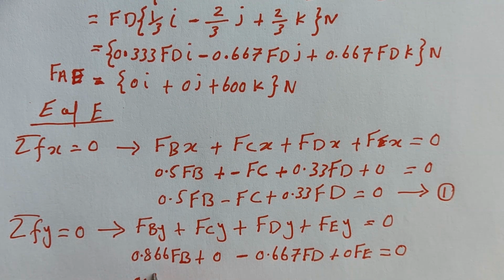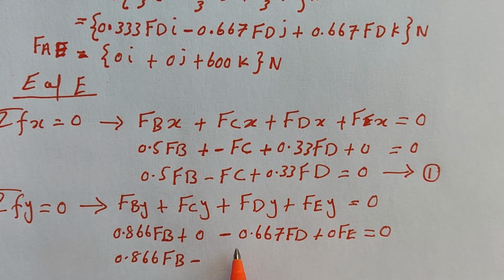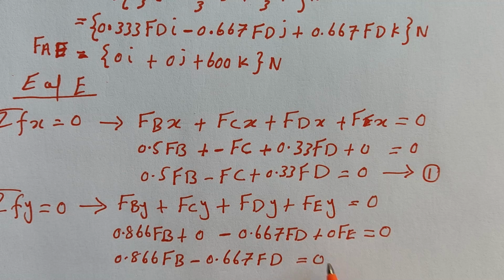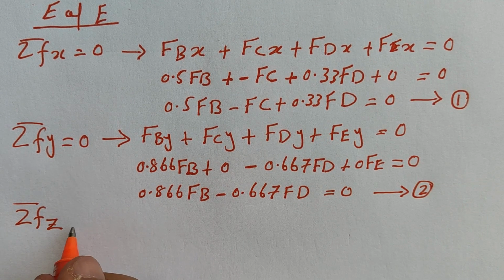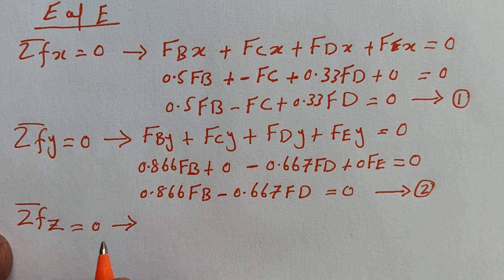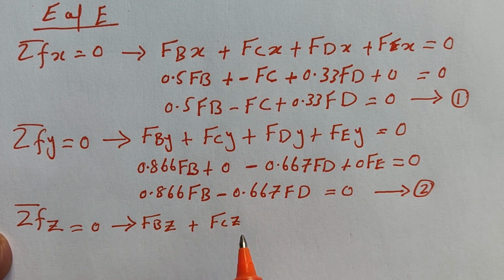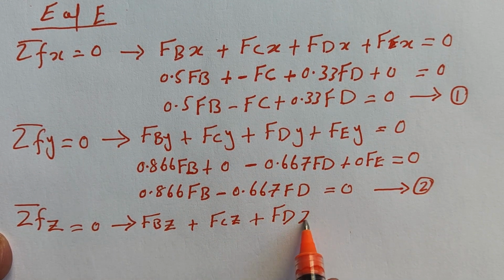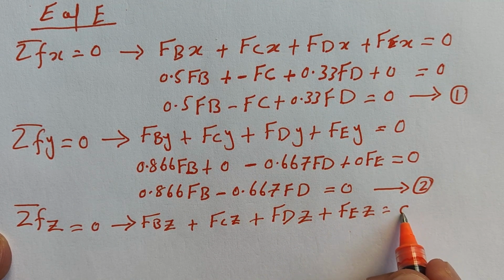Simplify it a bit further, then 0.866 FB minus 0.667 FD should equal 0. Let's number this as equation number 2. Next, sum all the forces on the z-axis, which should equal 0. From here we can say that FB on the z-axis plus FC on the z-axis plus FD on the z-axis plus FE on the z-axis, all should equal 0.